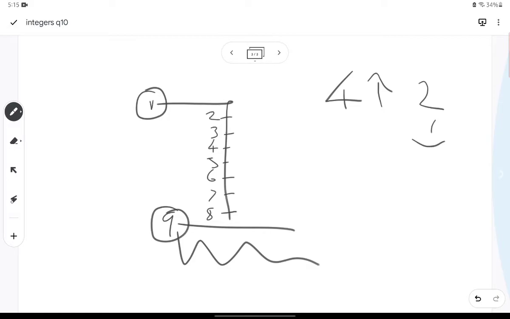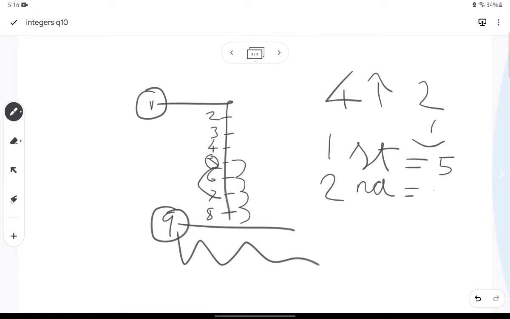Okay, so now let's solve it. At the first step, the monkey moves 1, 2, 3, 4. So now he's at 5. So the first time, he's at the 5th place. Now after 5, he comes down 2 steps. So the second time, he is at 7.